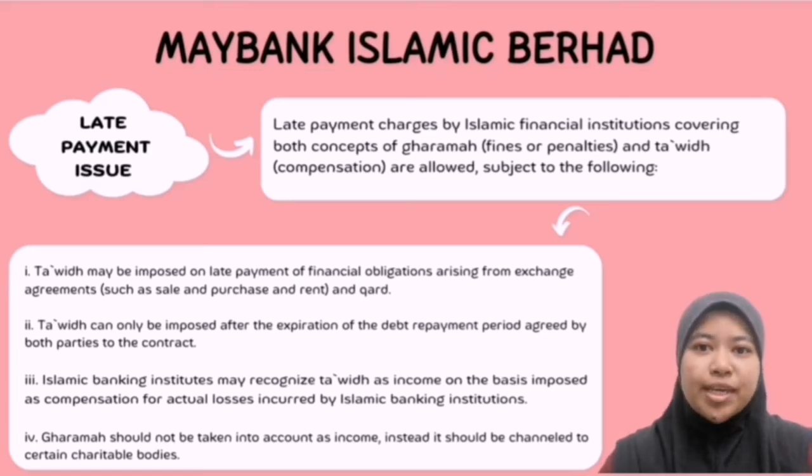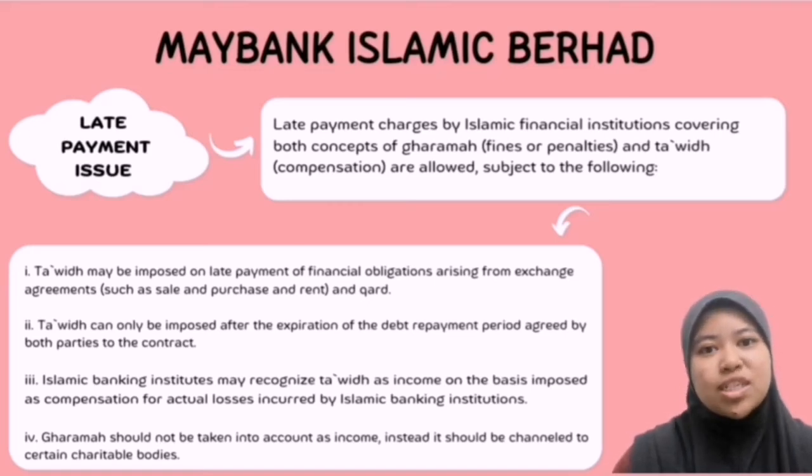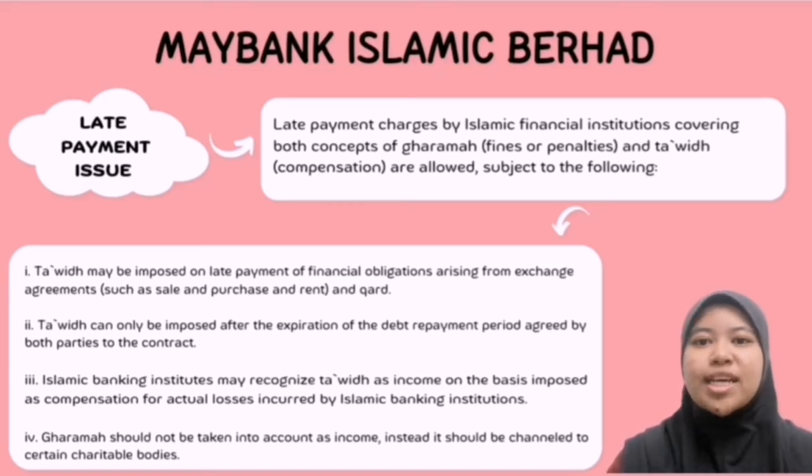First, ta'wid may be imposed on late payment of financial obligations arising from exchange agreements such as sale and purchase, and rent and guard. Second, ta'wid can only be imposed after the expiration of the debt repayment period agreed by both parties in the contract. The Islamic banking institution may recognize ta'wid as income on the basis that it is imposed as compensation for actual losses incurred, and forced gharamah should not be taken into account as income. Instead, it should be channeled to charitable bodies.